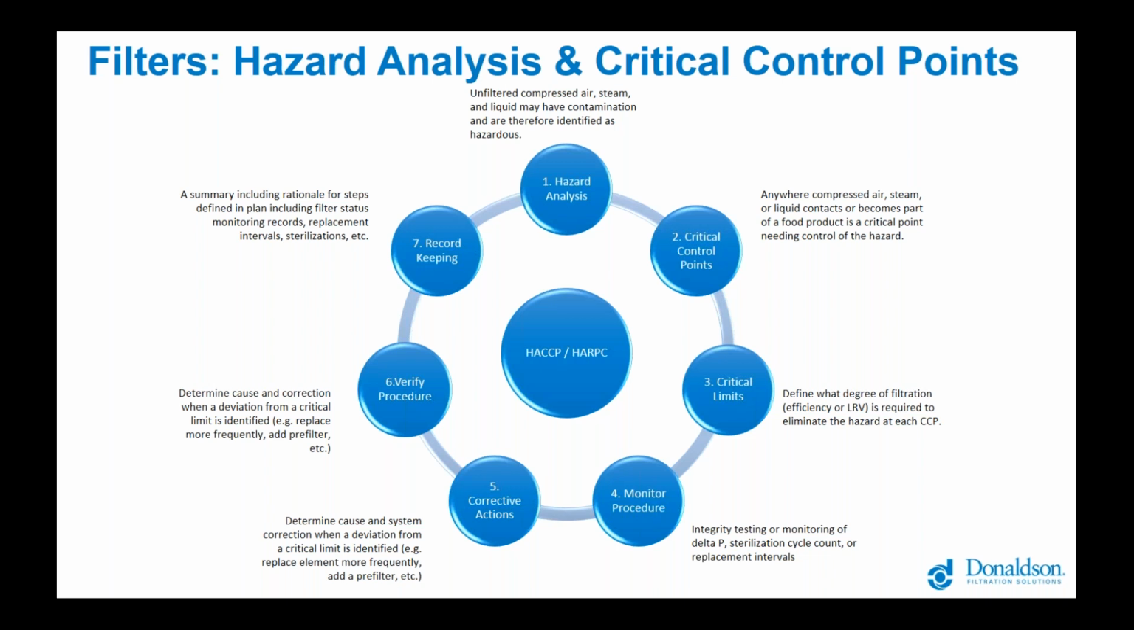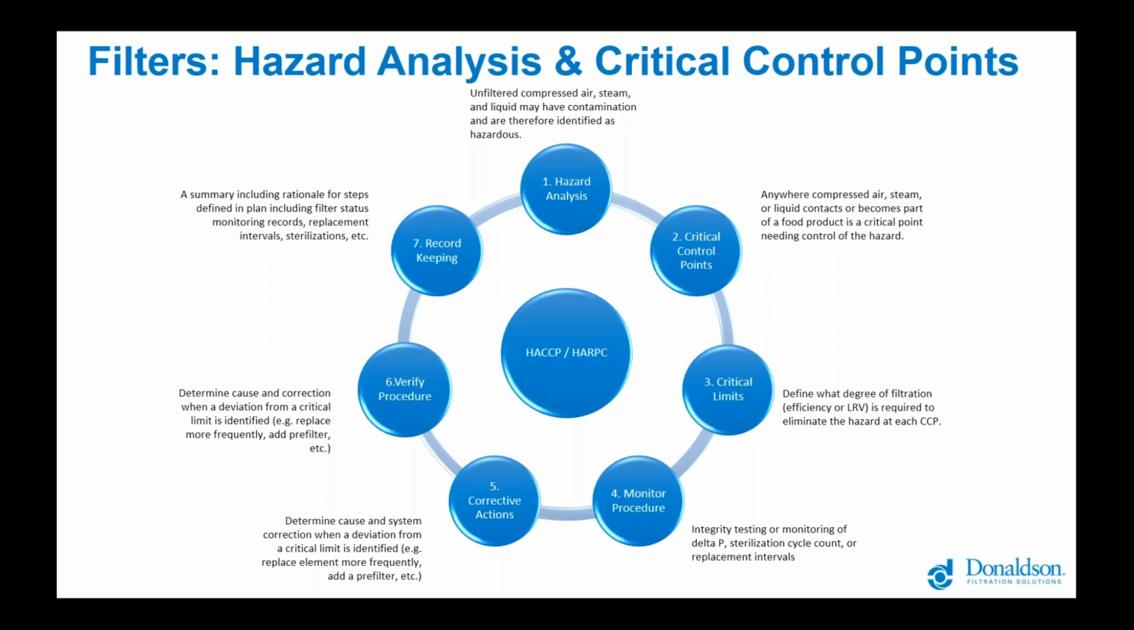And starting at the very top with hazard analysis, the point here is that things like unfiltered compressed air, steam, or liquid might have contamination and are therefore identified as hazardous. So once we identify a hazard, we have to understand where these things could cause problems. So anywhere that compressed air, steam, or liquid contacts or becomes part of a food product is a critical point needing control of that hazard that was identified. Number 3 is critical limits.